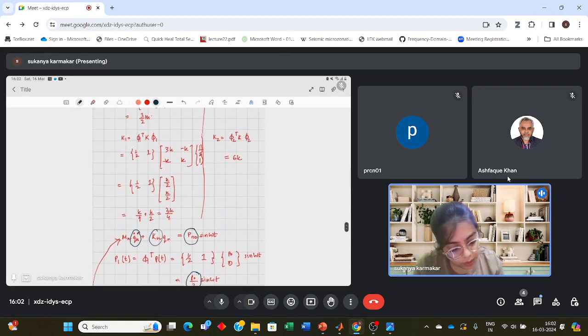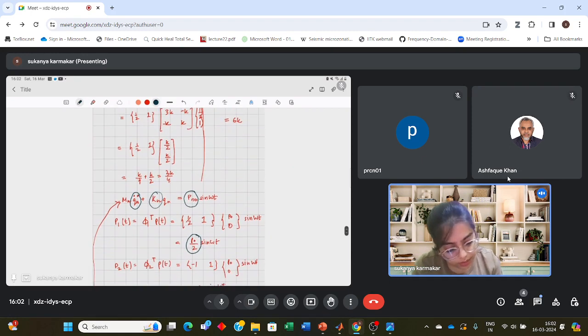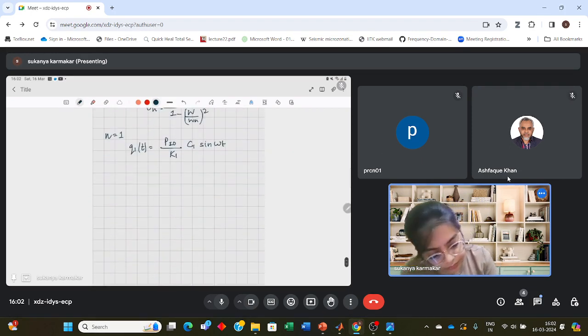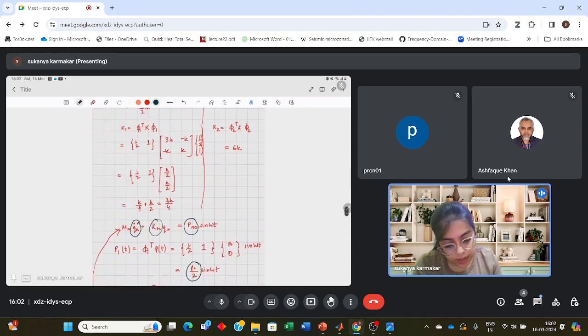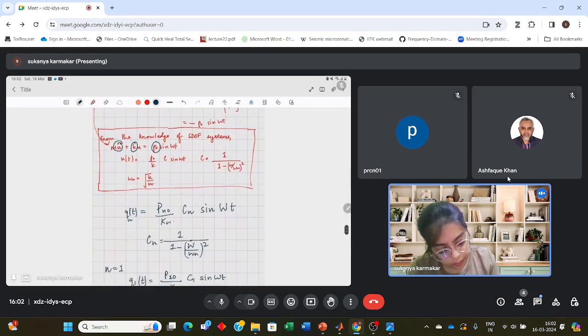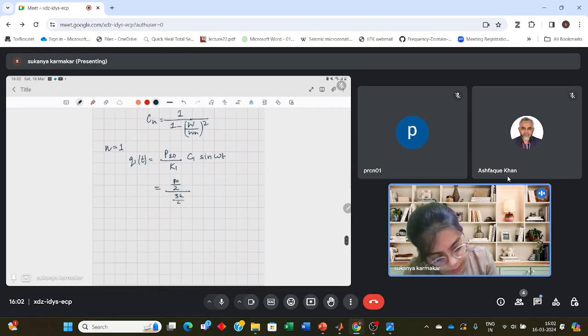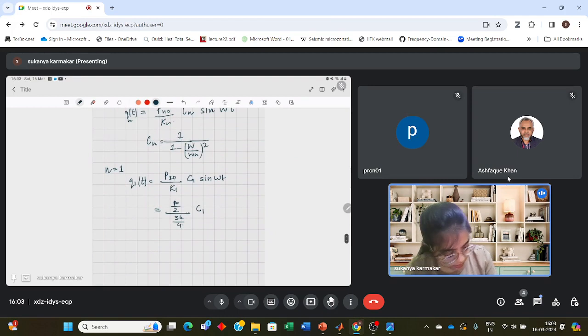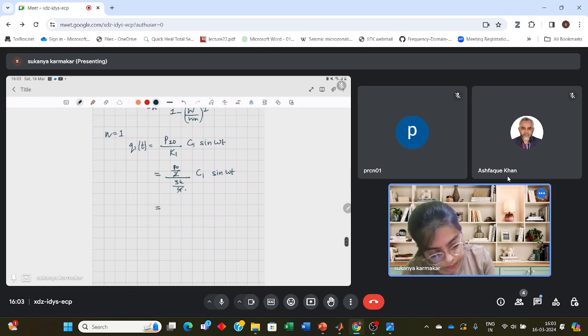So P10 is from here. We can see P10 is P naught by 2. And what is K1? We had calculated K1 to be 3K by 4. So C1 into sine of omega t comes out to be 2P naught by 3K C1 sine of omega t.